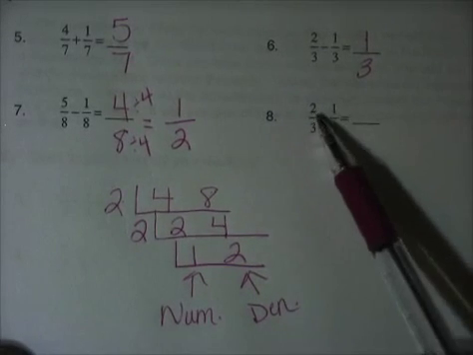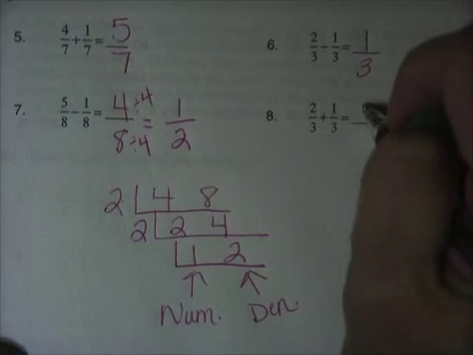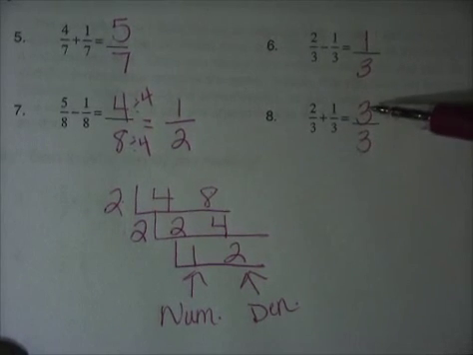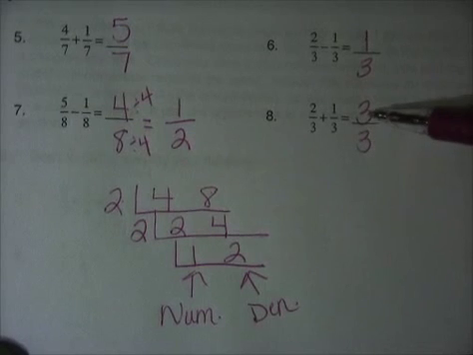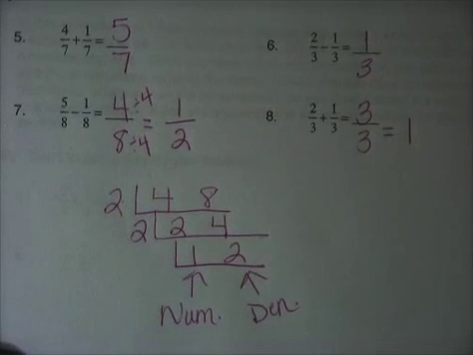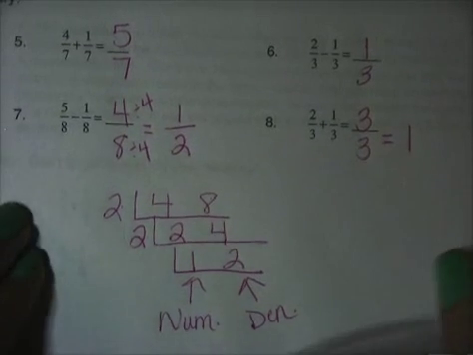In number 8, we're going to add. 2 plus 1 is 3, and the denominator stays the same. And we should know at this point that anytime we have a numerator and the denominator the same, they simplify to 1. So hopefully this has helped you to understand adding or subtracting fractions with like denominators, as well as simplifying fractions. If so, let's go ahead and turn to the next page.